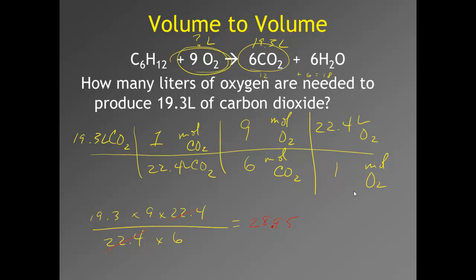If I want to round for sig figs, I've got 3 sig figs in the 19.3, so I want to round this to 3 sig figs. I'm going to keep those first 3 numbers. That 5 is going to round up the 9, and the 9 is going to round up the 8. So that is going to bring us to 29.0. And my units that are left: liters cancels, moles cancels, moles cancels, moles cancels, I am left with liters of oxygen. So that's your final answer on that one. The liters over liters are really nice because they cancel, but really no big deal to put that information in there.